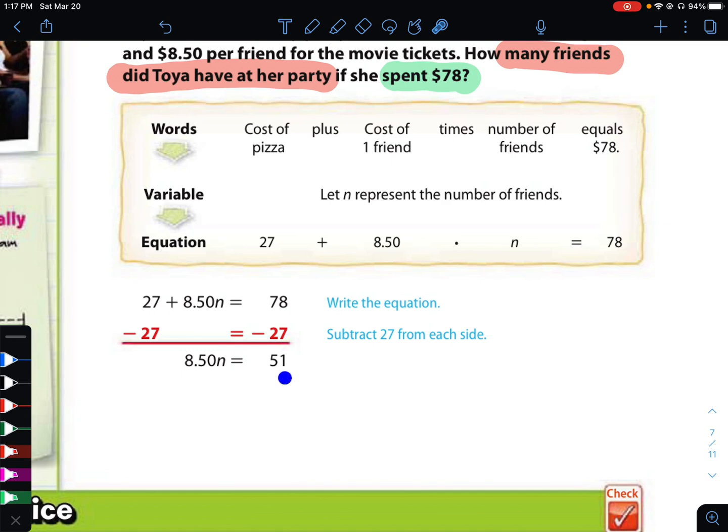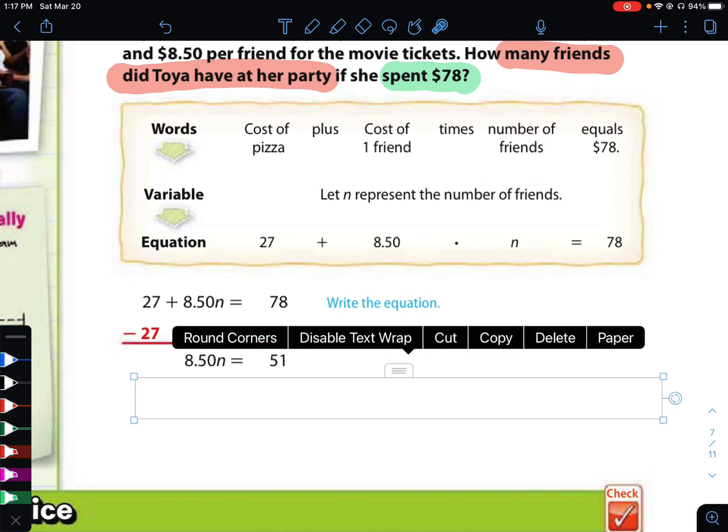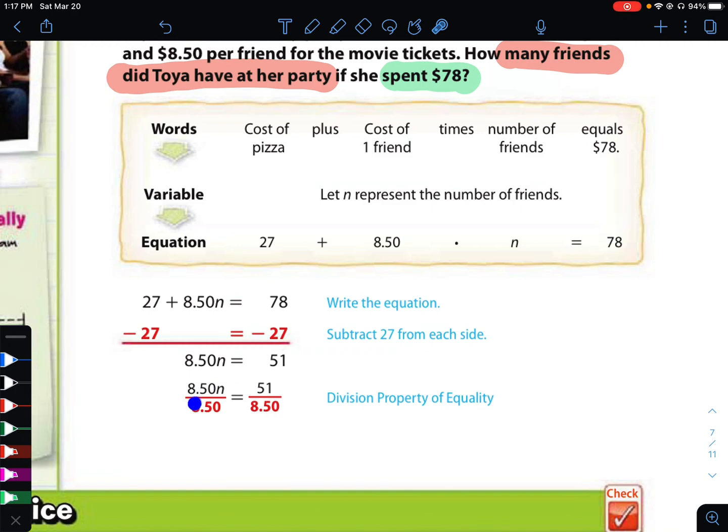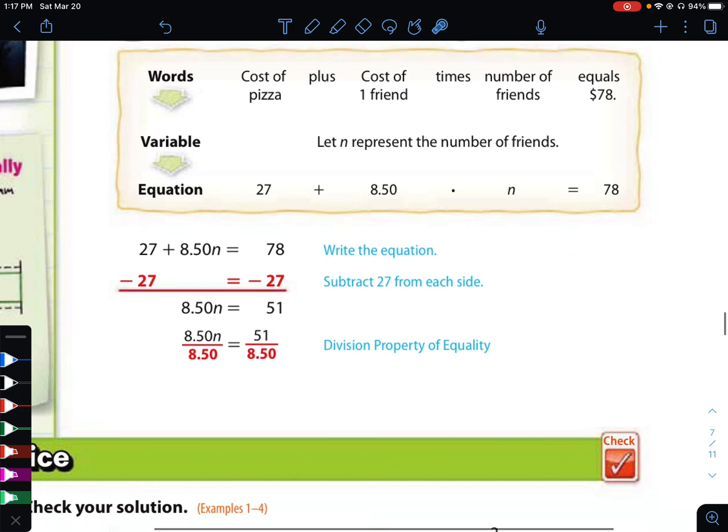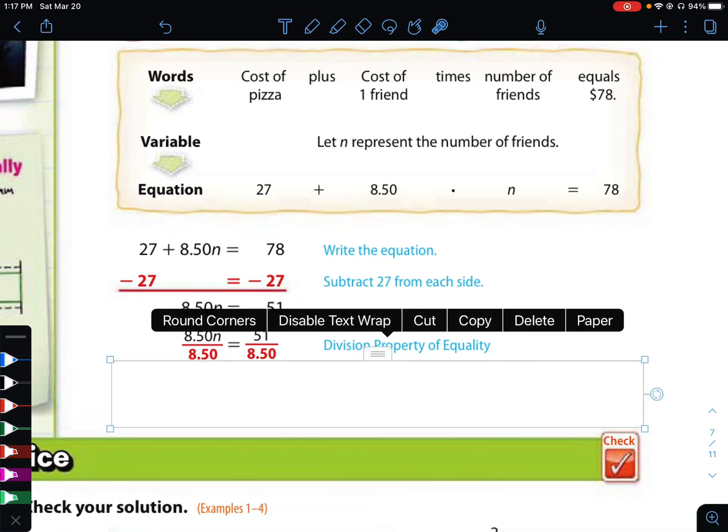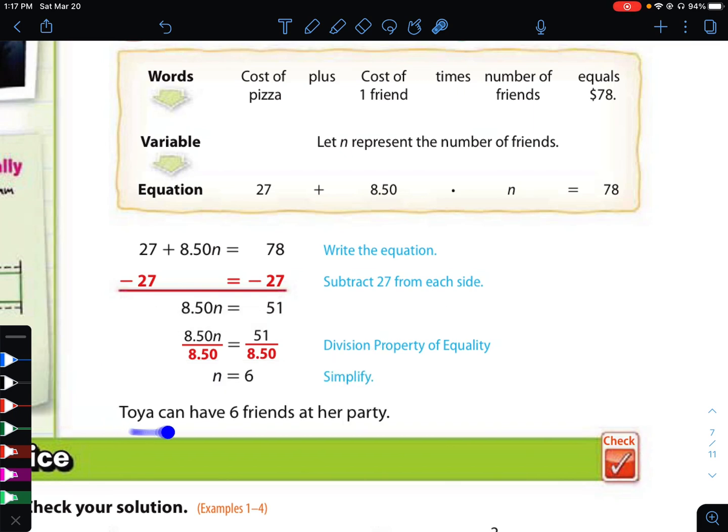Again, using the division property of equality, we simply divide both sides by 8.5. The 8.5 goes away because 8.5 divided by 8.5 equals 1. So we're left with n. And if you divide 51 by 8.5, you end up with 6. So n equals 6. That means Toya can have 6 friends at her party.